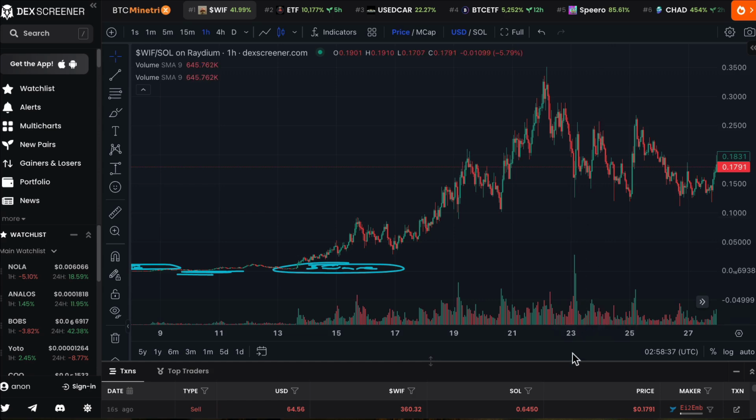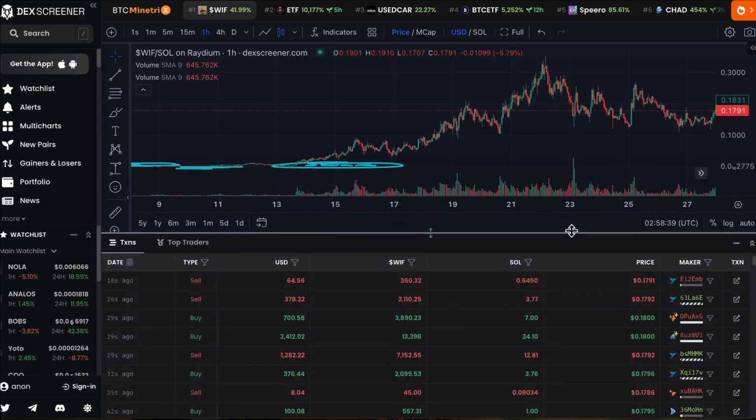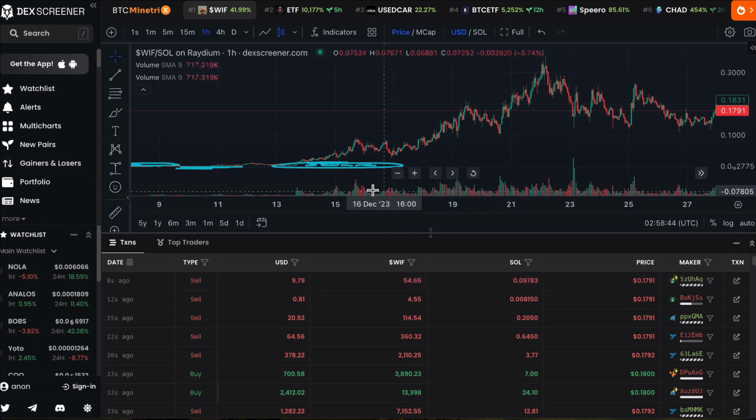So you would have made a lot of money on this coin. But remember, this is a rare example. Don't assume this is all coins. I'm showing you this because it can show you the volume very, very nicely.